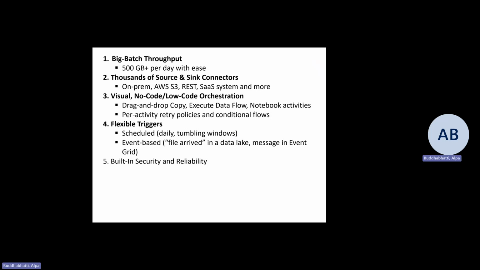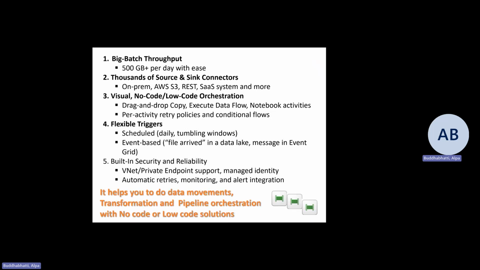It also has built-in security, so you can have virtual networks, private endpoints, and managed identity. You can have automatic retry mechanisms, you can monitor your pipelines, and you can set up alert integration as well. So this is a very quick overview of data pipelines. In a simple way, we can say it helps you do data movement, transformation, and pipeline orchestration with no-code, low-code solutions. It's very easy to maintain as well, because you can have metadata-driven pipeline architectures. You can also have medallion architectures and many more.